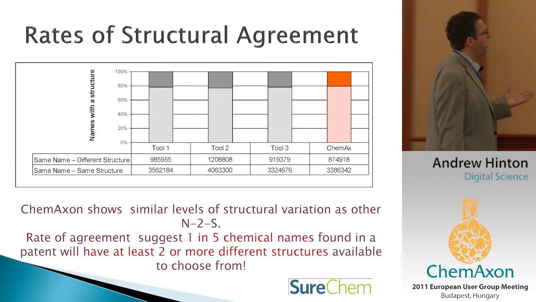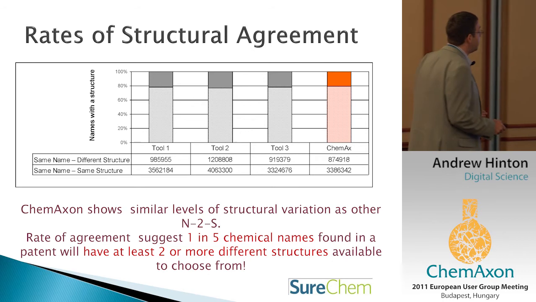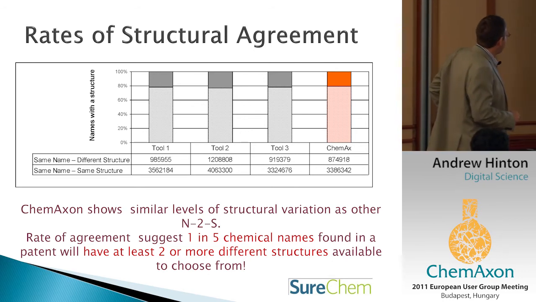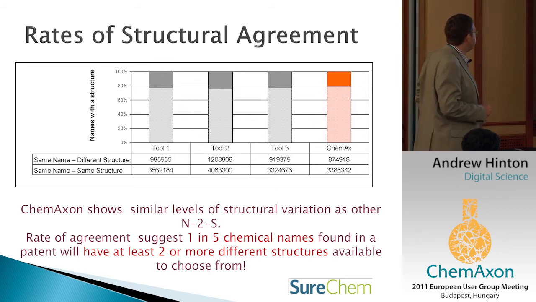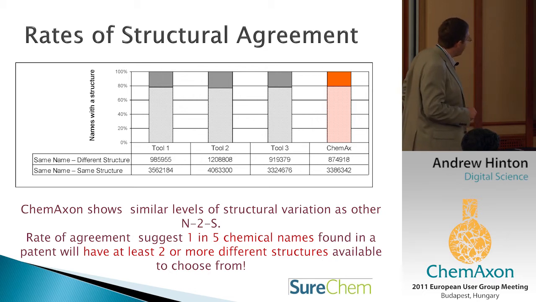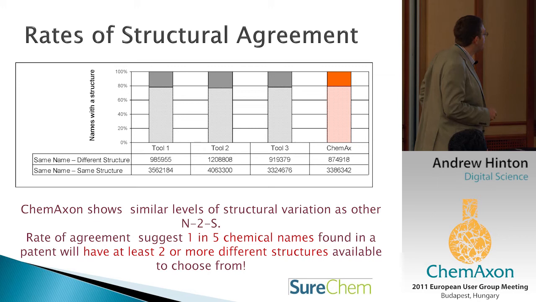So when we move on now, we're able to not so much focus on coverage, but look at rates of structural agreement. What we see is that when we look at the raw numbers of where you have the same name that gives you a different structure, or the same name where all 4 tools together give you the same structure, and you break that down in terms of each tool's contributions, what we've shown in this graph is that ChemAxon, like each of the other tools, provides a similar level of structural variation in the name to structure.